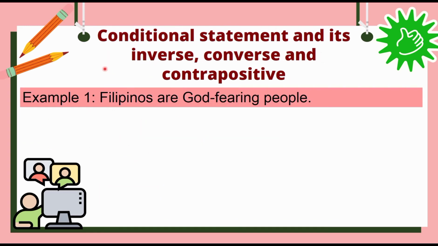This time, we have different examples of statements which can be written as a conditional statement, inverse, converse, and contrapositive. For example, number 1: Filipinos are God-fearing people. It is important that we as Filipinos are God-fearing people. We should be morally upright and live according to the words of God. So going back, let us create our conditional, inverse, converse, and contrapositive.